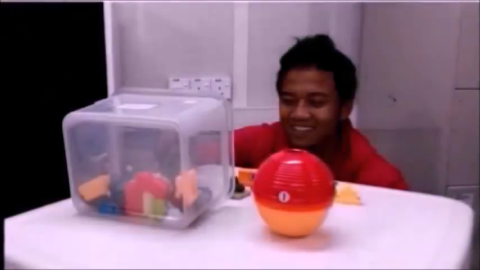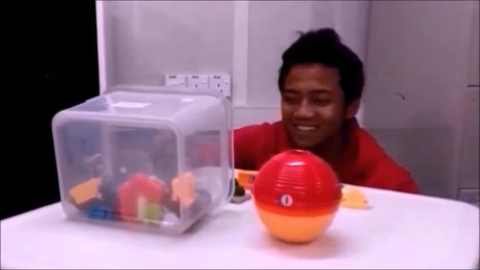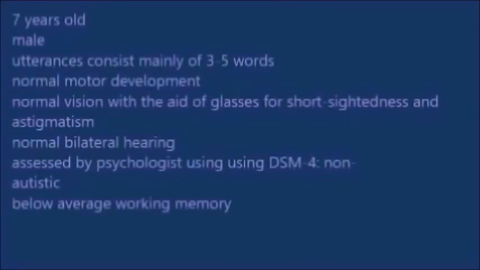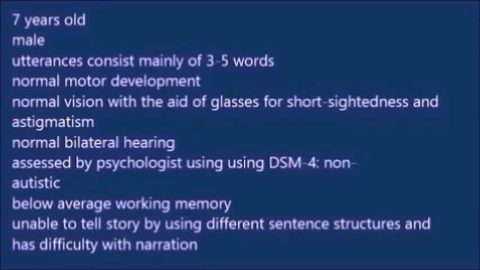Anwar's vision is normal with the aid of glasses for short-sightedness and astigmatism. He has normal bilateral hearing. He has been assessed by a psychologist with the Diagnostic and Statistical Manual of Mental Disorders, 5th edition. Diagnosis shows that he is non-autistic and has below average working memory. He is unable to tell a story by using various types of sentences and has difficulty narrating a story or event. To date, there is no specific or definite cause of specific language impairment.